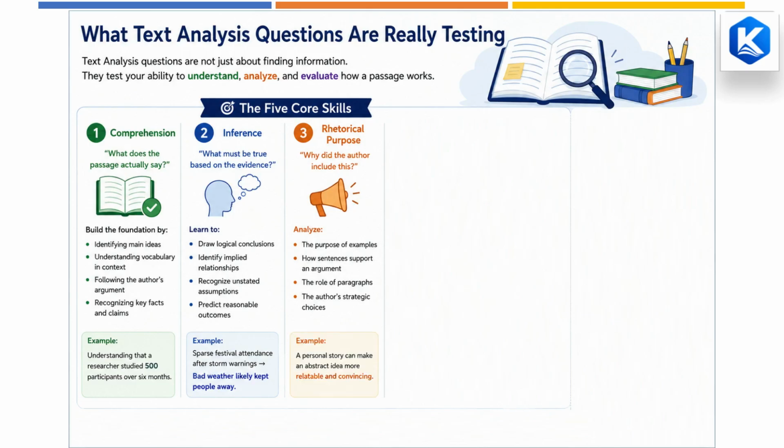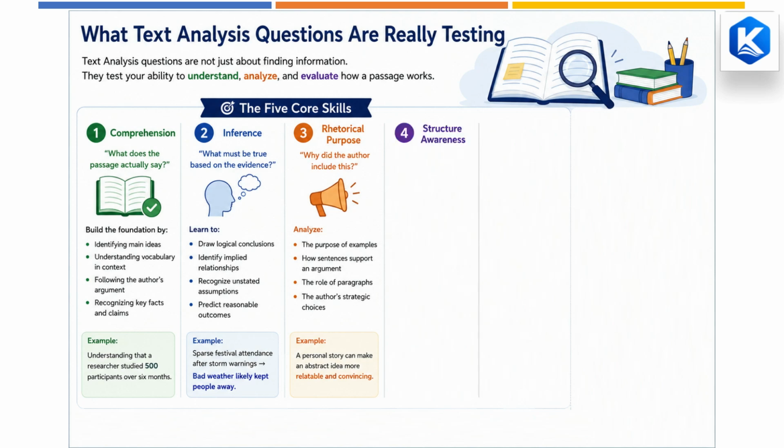For example, if an author writes, consider the case of Maria, a single mother who saved $2,000 through the new program. Why include Maria's story? Not just to talk about Maria. The example makes an abstract policy benefit more concrete, relatable, and convincing for the reader. Understanding purpose helps you answer questions about why specific details appear in a passage.